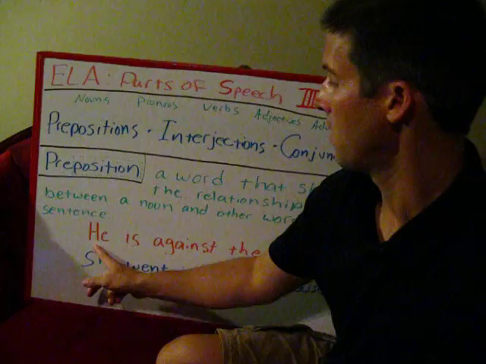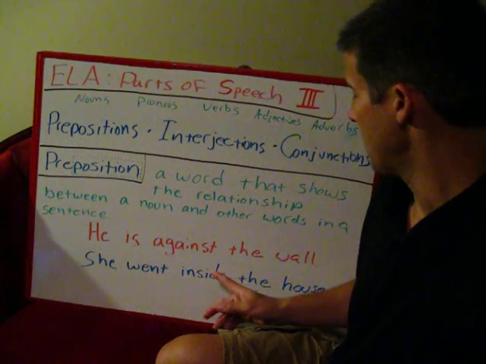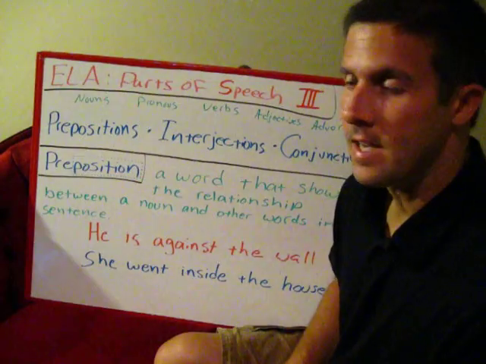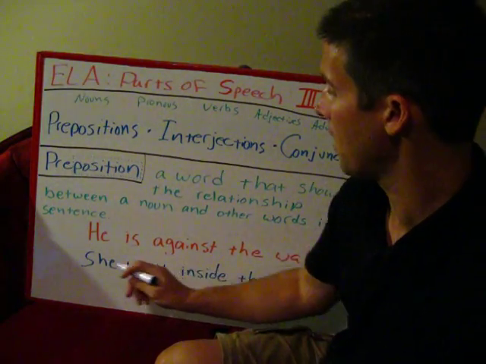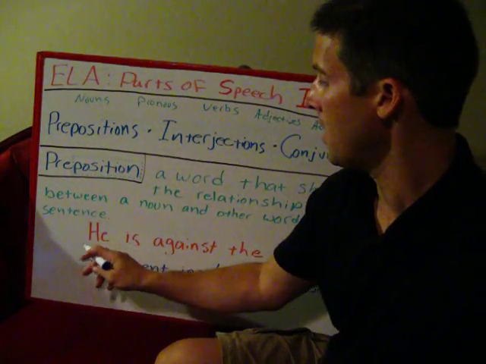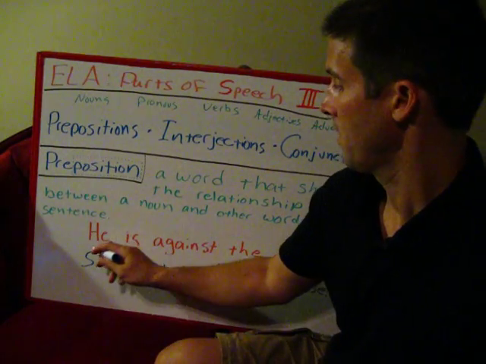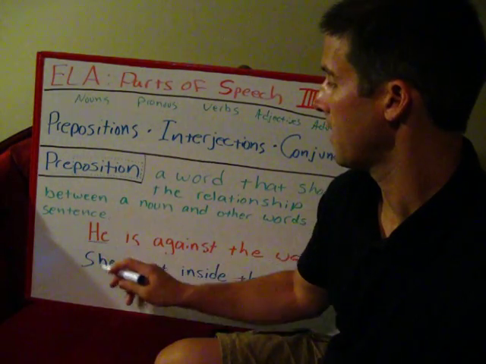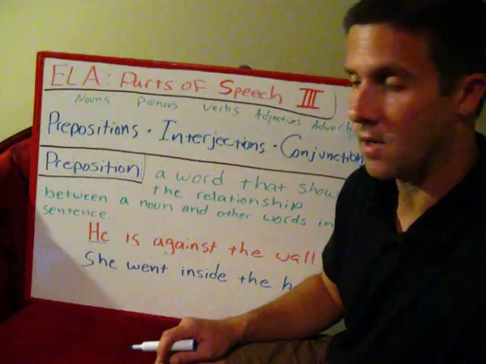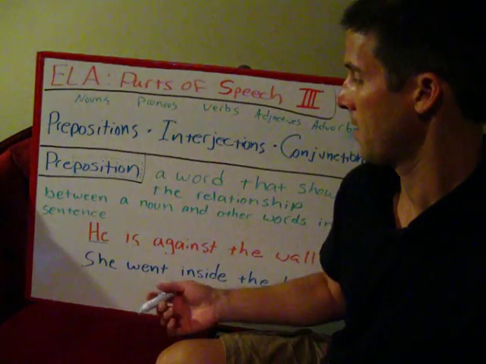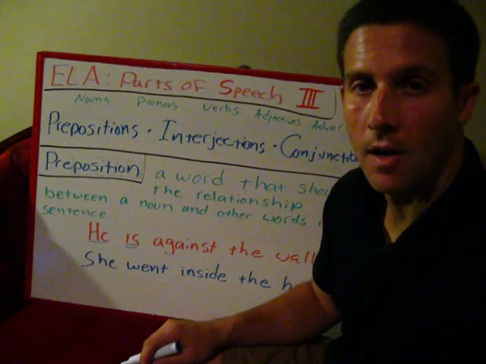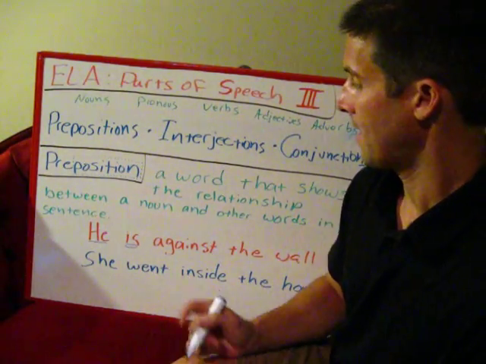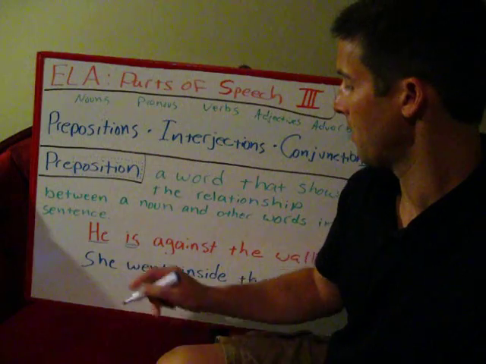Let's look at the first one. He is against the wall. Now if we go through all of our parts of speech, we're just going to go through and underline the other parts of speech. He is a pronoun, which here acts as a subject, which is another video that talks about subjects in depth. He is, this is a state of being verb, because he is something. It's not an action verb, it's a state of being verb.